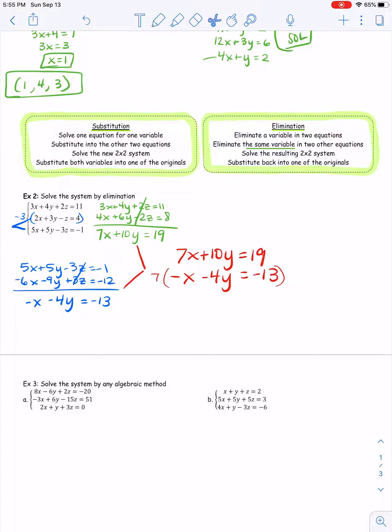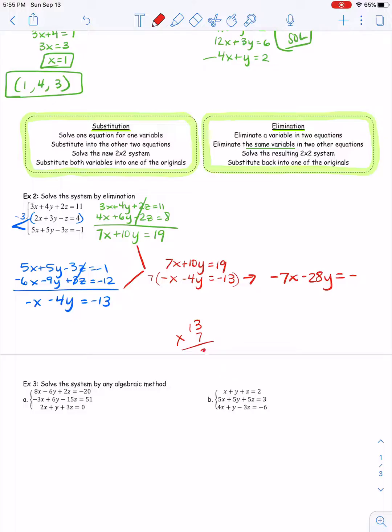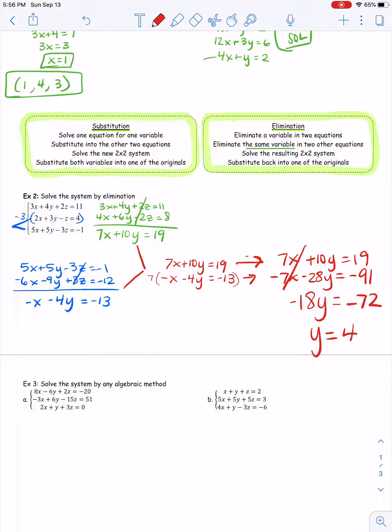That's going to give me negative 7x minus 28y equals negative 13 times 7, which would be 91. Let's see, 13 times 7, that would be 21, 7, 91. Good. All right, 91. And then I still have this original 7x plus 10y equaling 19. The x's cancel out. So now I have negative 18y equaling negative 72. Dividing by negative 18, I get y to be 4. So now I know what y is equal to. And so I can plug that y value into one of my 2 by 2s.